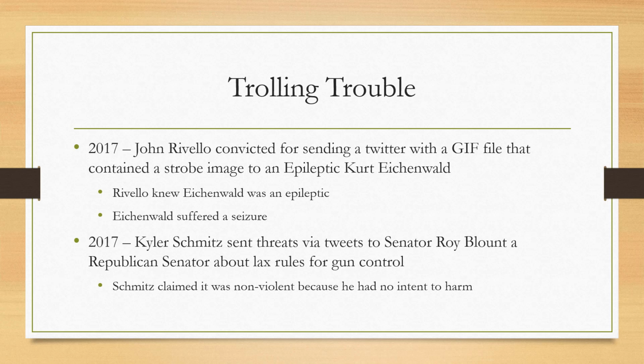In this case, it's talking about Smits, who sent threats via tweet to Senator Roy Blunt about lax rules for gun control and how he went to jail or didn't go to jail for that. John Ravello sent a Twitter that had a GIF file that had a strobe image in it, and he sent it to Kurt Eichenwald, knowing that he was an epileptic. The strobe triggered an epileptic seizure. So both of those kind of introduce you to the concept of crime and how it changes and when some action is or isn't a crime and what protects it.